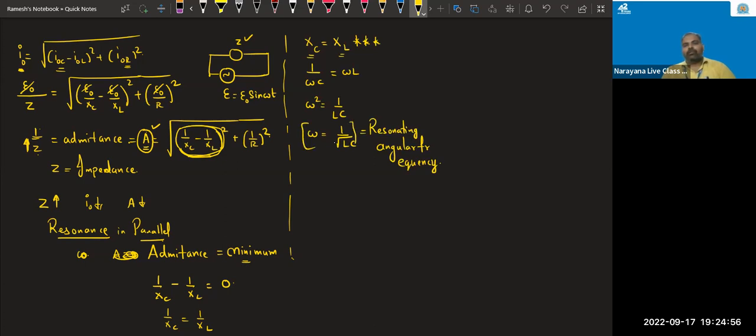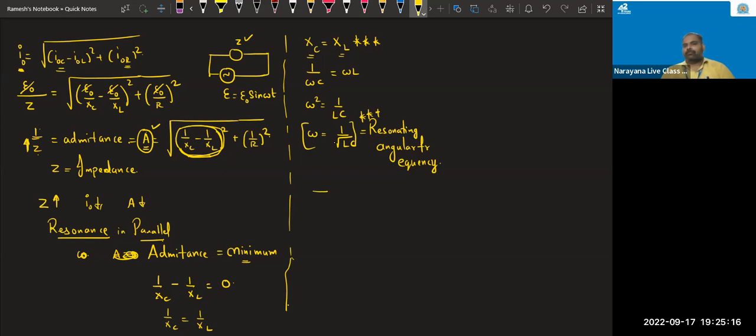Okay, so the same condition. Just write an important note: in series combination and parallel combination, the same resonating angular frequency is there. And how questions will come, I will be explaining.